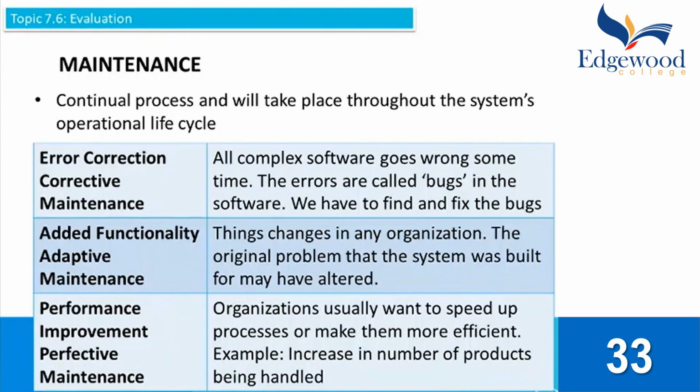We have the error correction, or corrective maintenance, talking about how complex software goes wrong sometimes and the errors are called bugs in the software, and we have to find and fix those bugs. We look at added functionality, talking about adaptive maintenance. Things change in any organization, and the original problem that the system was built for may have been altered. So there's a need to make some maintenance to that. And we look at performance improvement, talking about perfective maintenance. Organizations really want to speed up processes and make them more efficient. Example, an increase in the number of products being handled. If it's used to serve one or 10 people, they want to see how you can serve 20 people, etc.